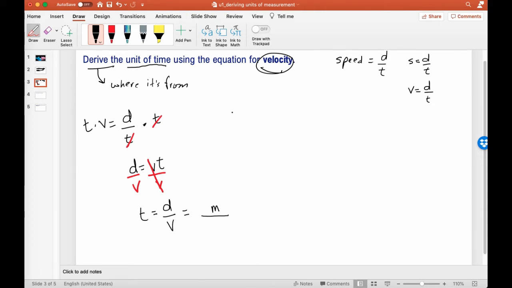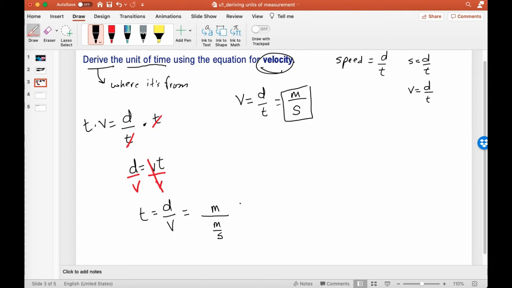Well, let's go back to this original equation. Velocity equals distance divided by time. If we're going to derive the unit, distance is meters. Time, the universal measurement, is seconds. So that is the unit of measurement for velocity. I'm going to come down here and put meters per second here.